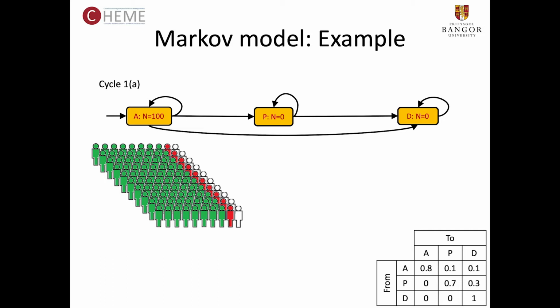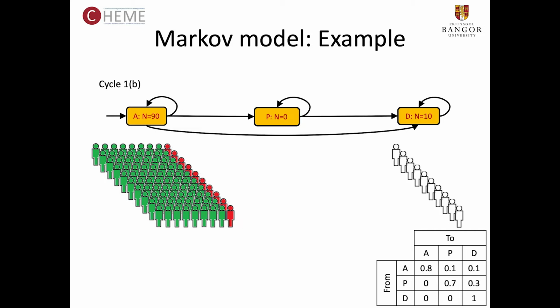We know that there is a probability that some of them will progress and some of them will die. I think 10% in each case. And so over the first cycle, you've got 10 in both those health states. Okay, that's all straightforward. 80, 10, 10. I think you've got the correct idea there.